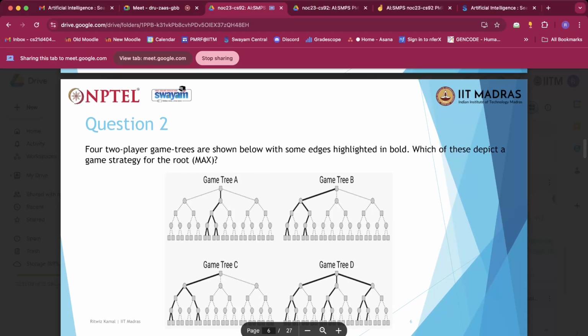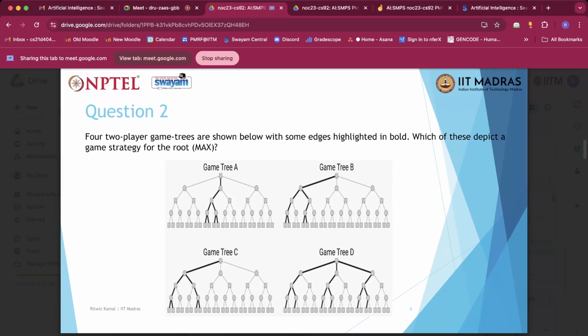Here we are given 4 game trees. It's a 2-player game, and it shows different possible strategies, and we assume that the root node is a max node. This is an assumption we make about this problem and about several problems we'll see later on in the current week. We have to choose which of these game trees are actually valid game strategies for the root node.